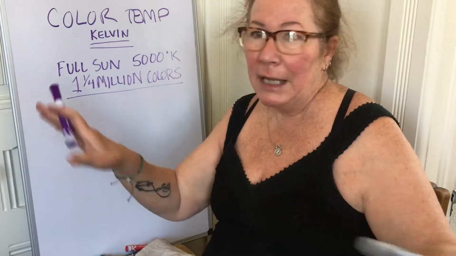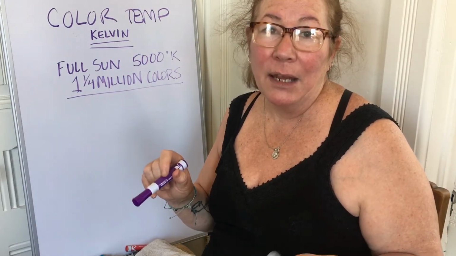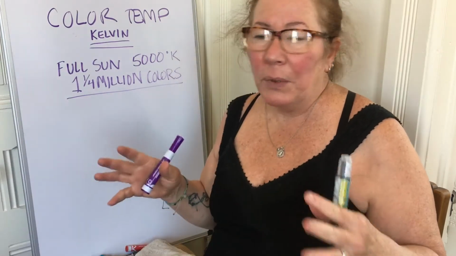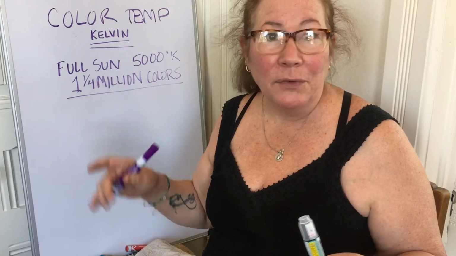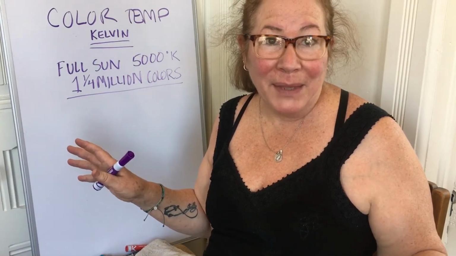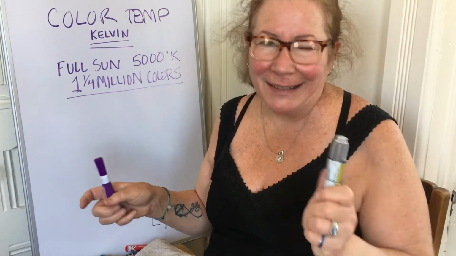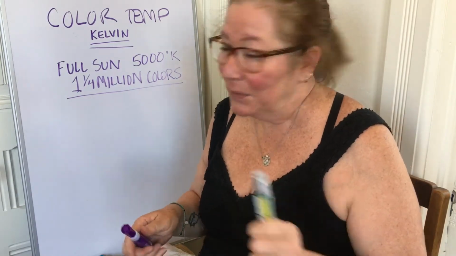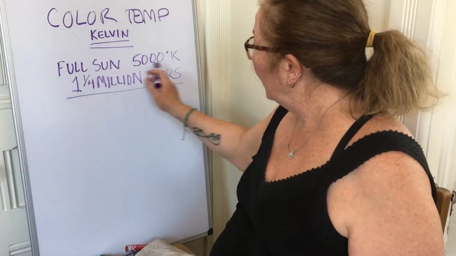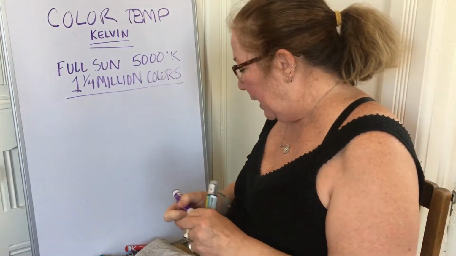So everything in our world is gray, and it would stay gray unless we had light coming in. And you can see how that happens, where if you're in a really dark room, notice that you can't see color, right? Things will look different shades of gray. That's because without light, there's no color. So that's an important little thing to remember. So full sun, 5,000 degrees Kelvin.